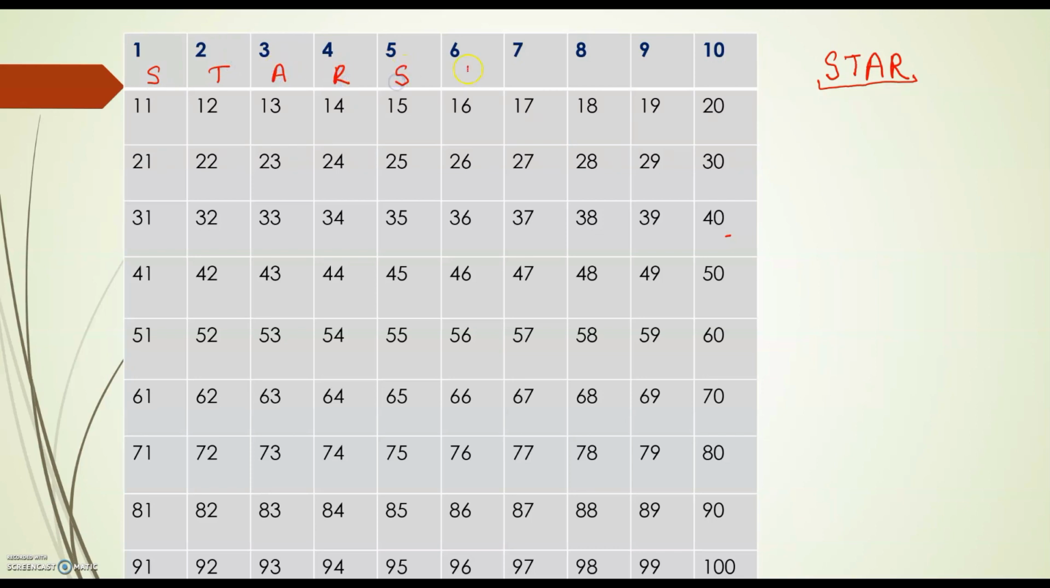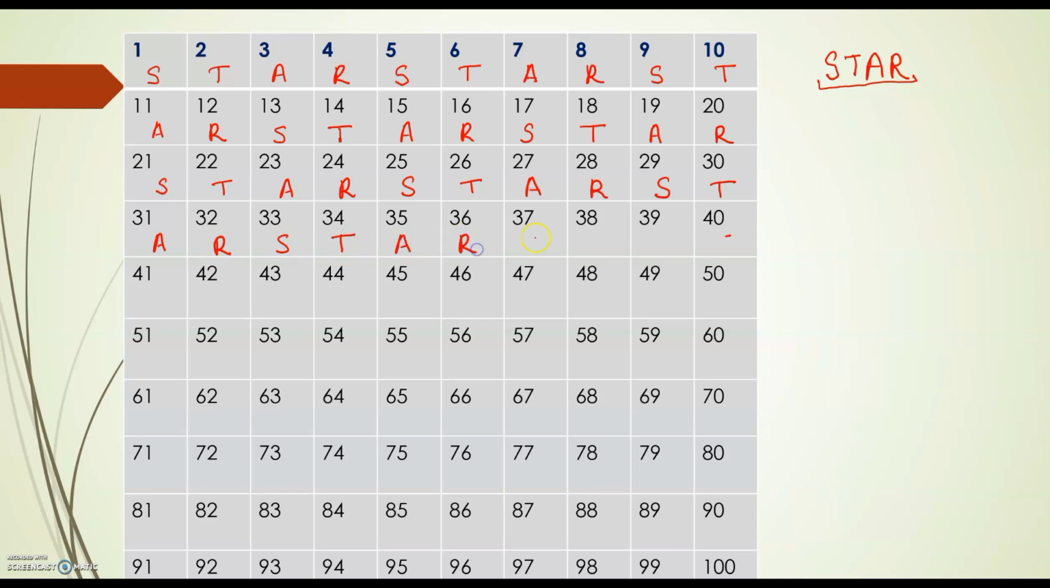Again we will write S T A R. Again S T A R. Then S T A R, and we keep repeating the word until we reach 40. And then we will color the last letter of the word.